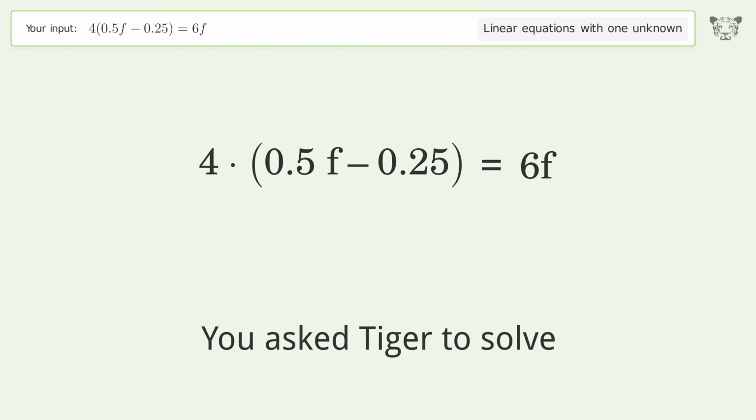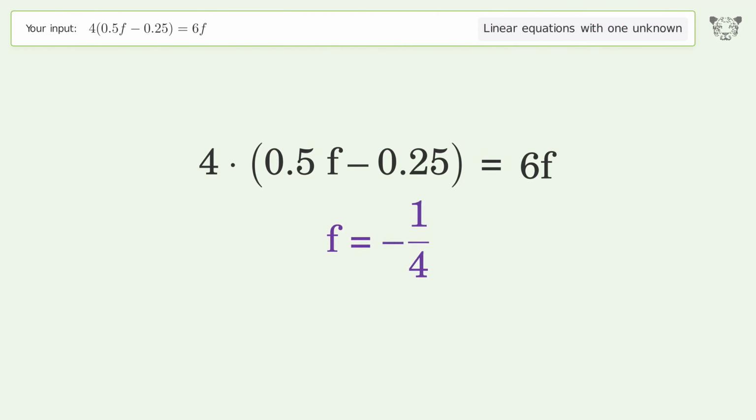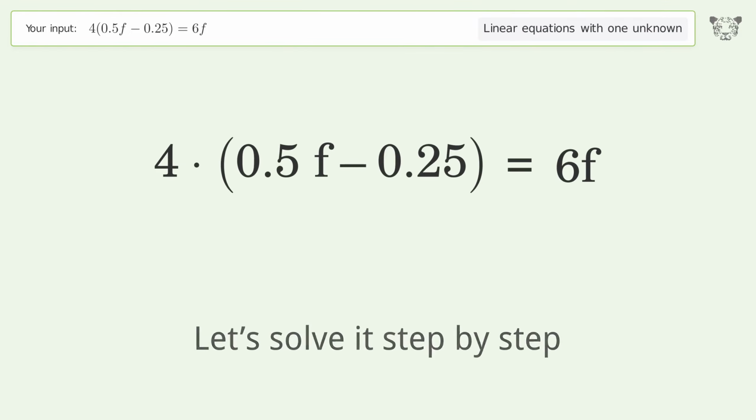You ask Tiger to solve. This deals with linear equations with one unknown. The final result is f equals -1/4. Let's solve it step by step.